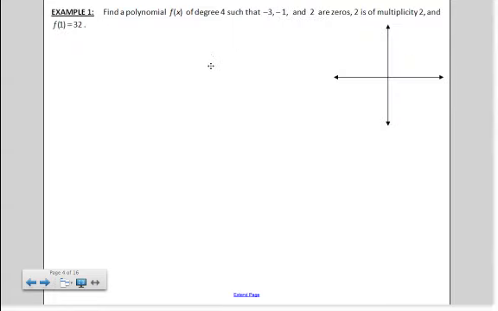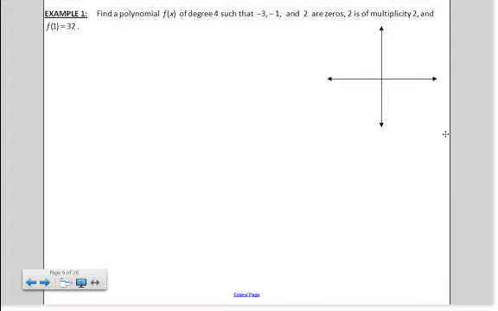Example 1. Find a polynomial f of x of degree 4 such that -3, -1, and 2 are zeros, 2 is a multiplicity of 2, and f of 1 equals 32. Now this is something we did last semester, so we're just going to refresh your brain on this. Okay, so we've got a degree 4, -3, -1, and 2 are zeros.